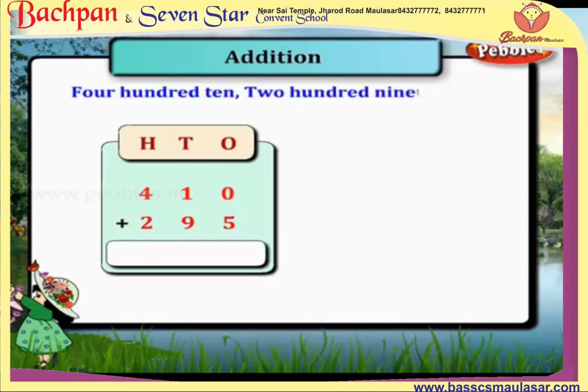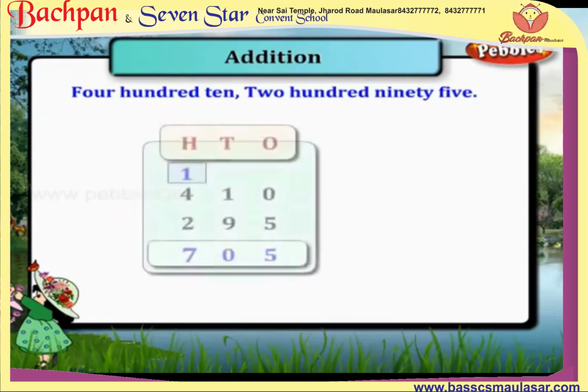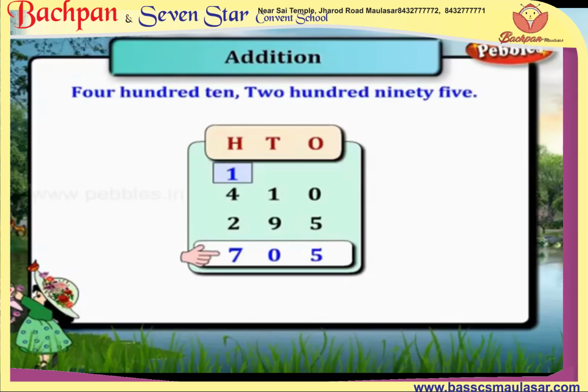410 plus 295. Add the ones. 0 plus 5 is equal to 5. Add the tens. 1 plus 9 is equal to 10. Write 0 in the tens column and carry over 1 to the hundreds column. Add hundreds. 1 plus 4 plus 2 is equal to 7. The total is 705.